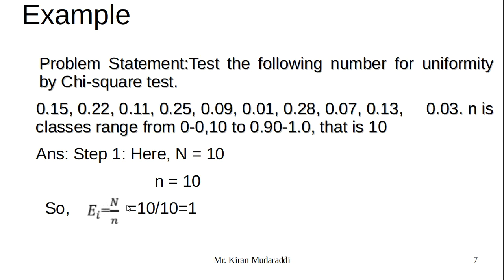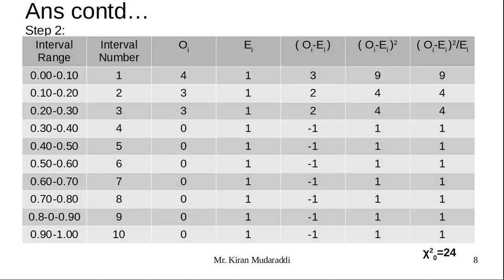Okay. How exactly do we need to calculate OI? OI is nothing but, I'll take you to the second step so that you come to understand. Look into this interval range, interval number. OI stands for observed number, and EI is the expected number. The expected number is always 1. We're expecting at least one number should be in this particular range, 0.00 to 0.10. At least one should be our expectation.